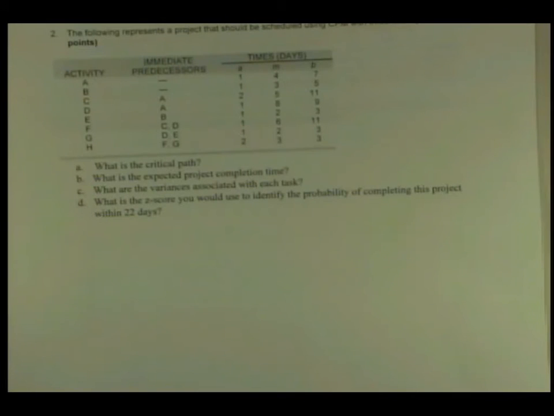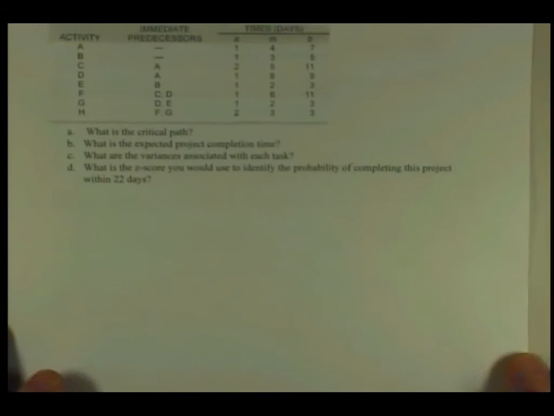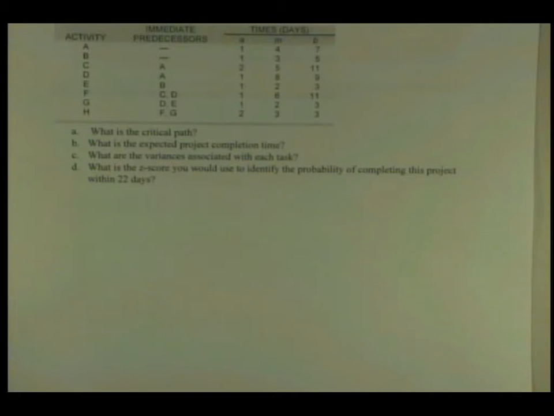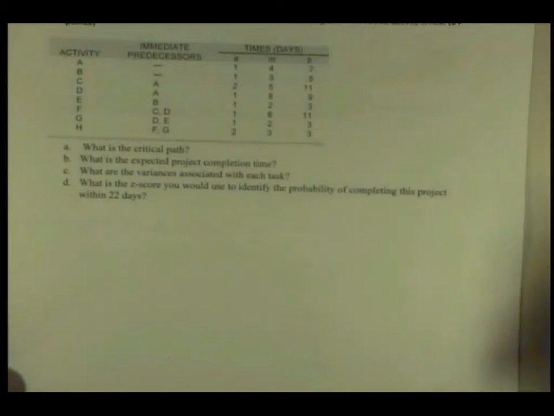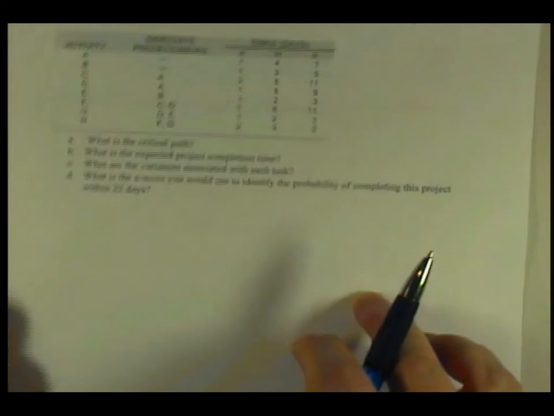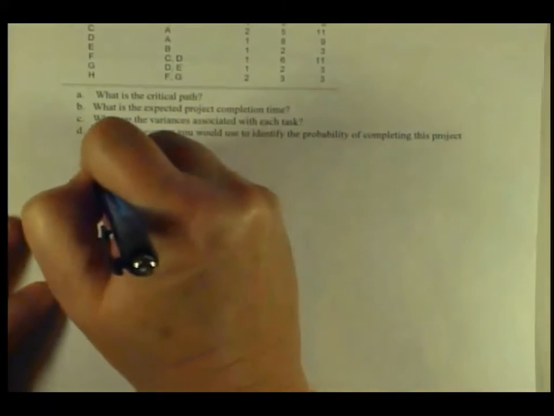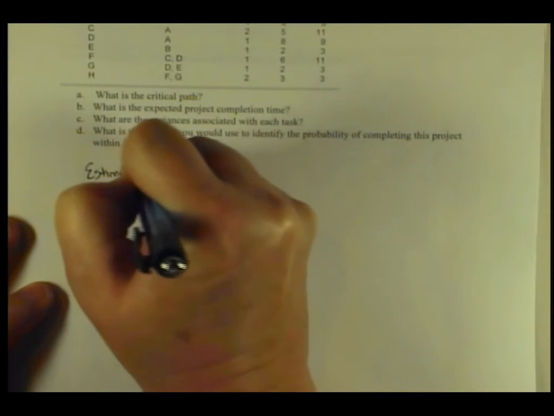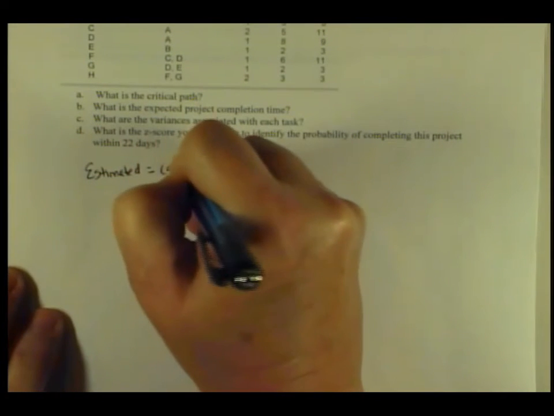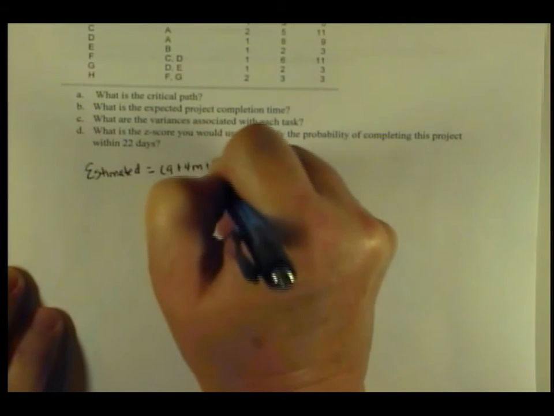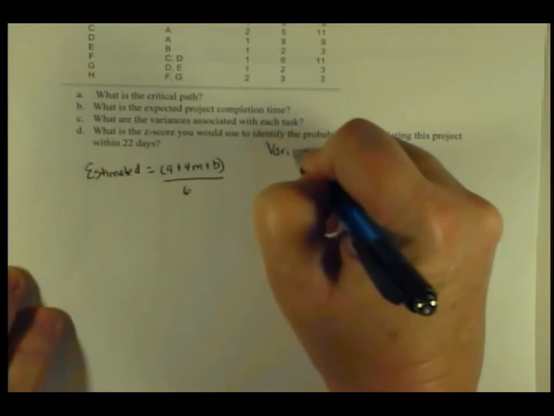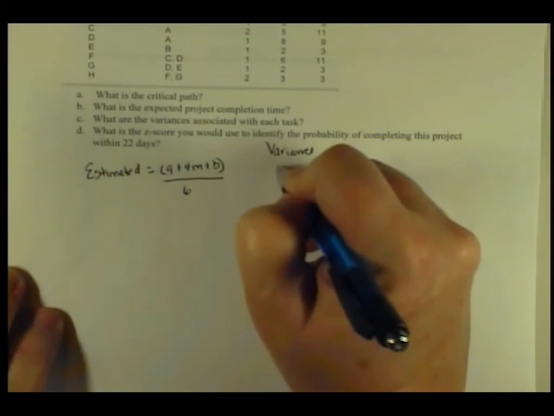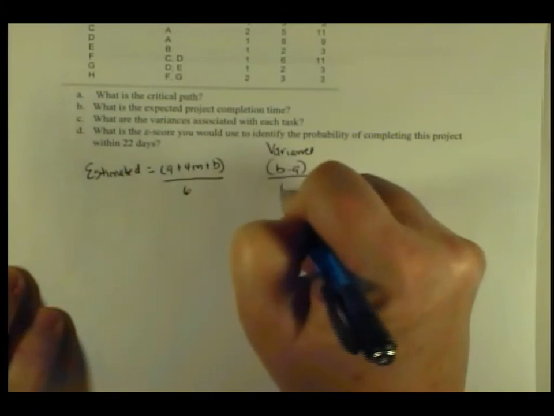All right. That being said, the second problem is again from that alternate chapter 5. It says the following represents a project that should be scheduled using CPM with 3 activity times. When we're doing the 3 activity times, our estimated time is calculated by taking A plus 4M plus B and dividing it by 6. And for our variance, we calculate B minus A and divide that by 6.